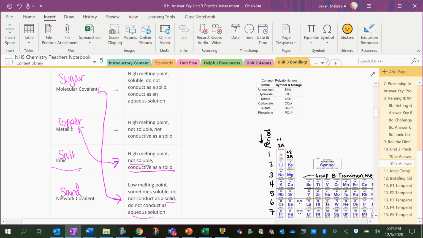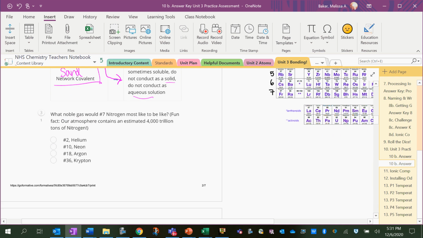And then salts, you can think of, it does dissolve and it conducts as an aqueous solution. So salt would go with this top one. It conducts as an aqueous solution. And last but not least, sand, network covalent, is the boring one. It doesn't melt, it doesn't dissolve, and it doesn't conduct as a solid.